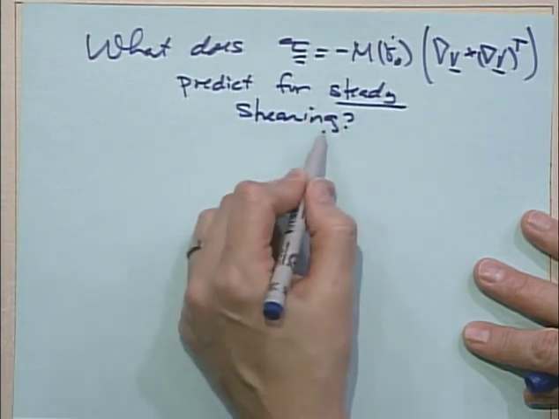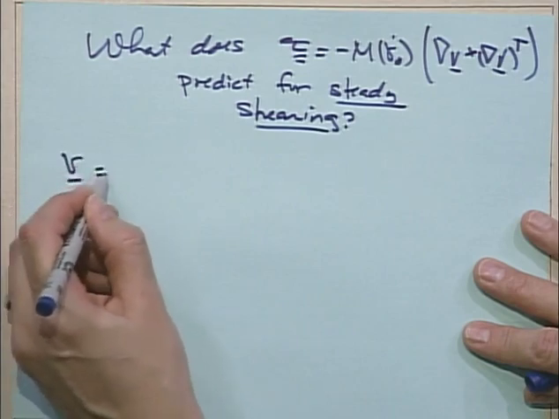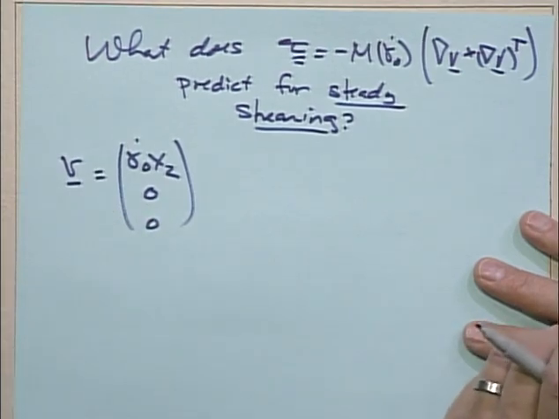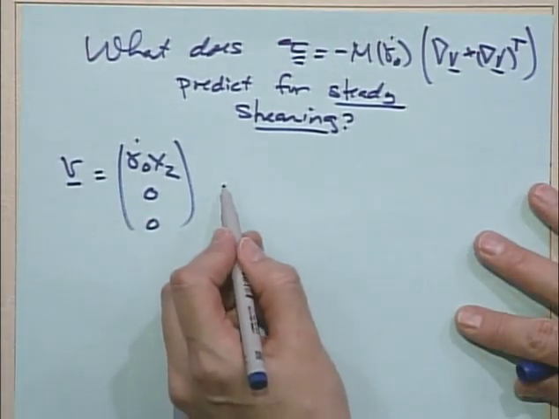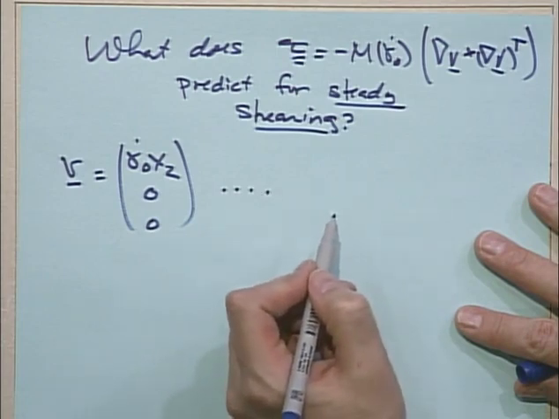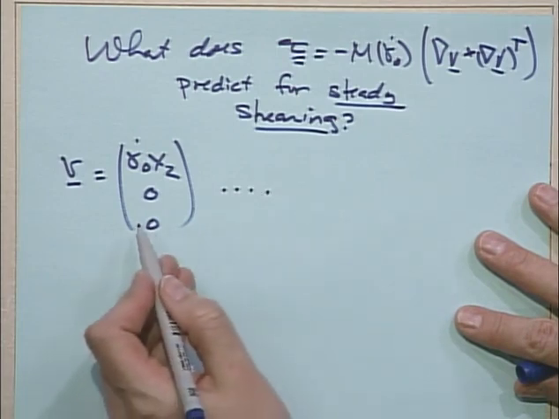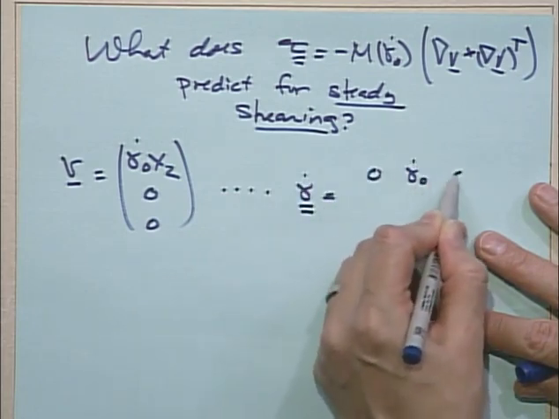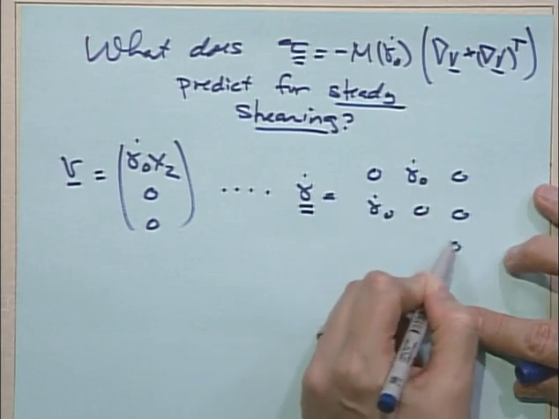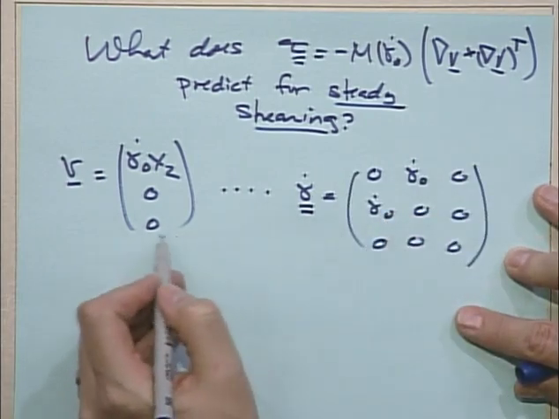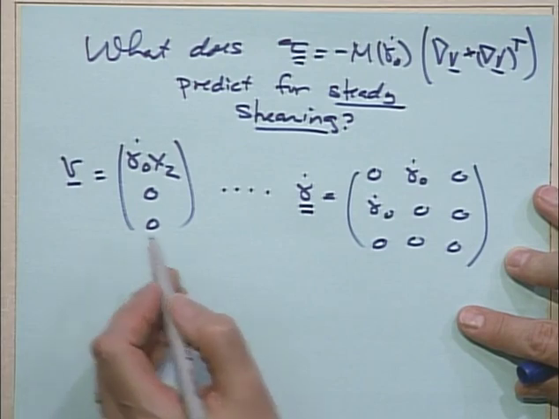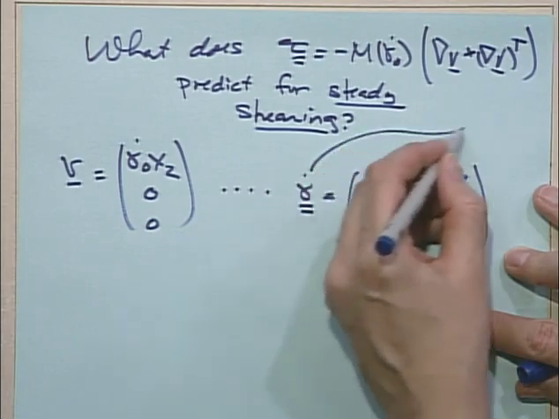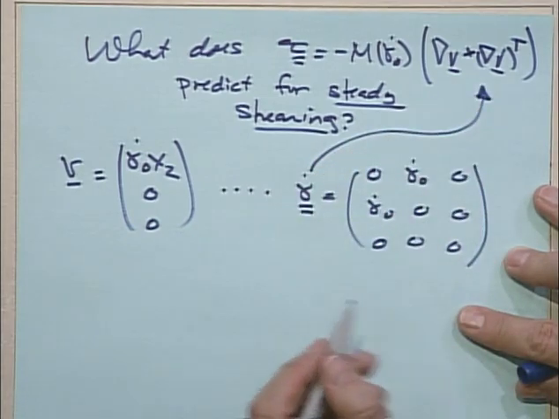As soon as we say steady shearing, we know we're talking about V equals gamma dot naught x2, 0, 0. That's steady shearing by definition. And so we can go through all the same steps, but del V plus del V transpose is going to be the same because V is the same. So that means gamma dot, the tensor, must be 0, gamma dot naught 0, gamma dot naught 0, 0, 0. No matter what the constitutive equation, because the velocity field's always the same, this gamma dot must always be the same. Once we have this, though, we can plug it into a constitutive equation and get the predictions.